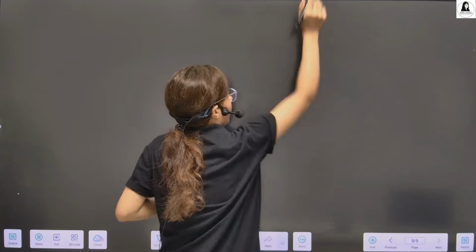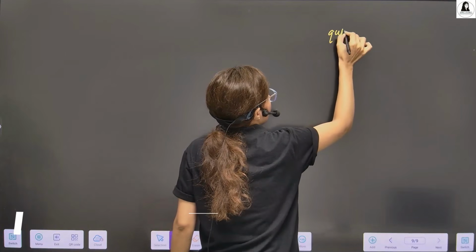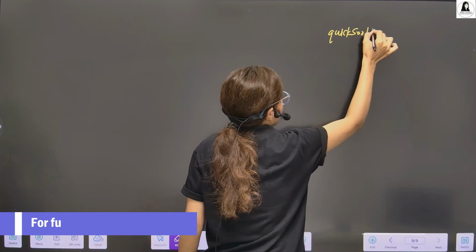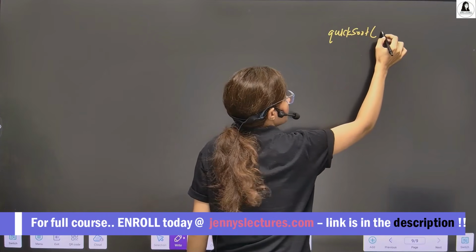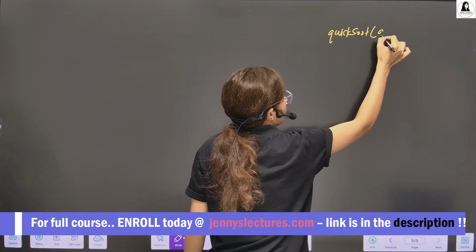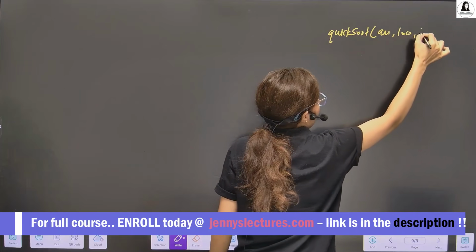See, I'll call quick sort. There I'll pass the array, and low and high.